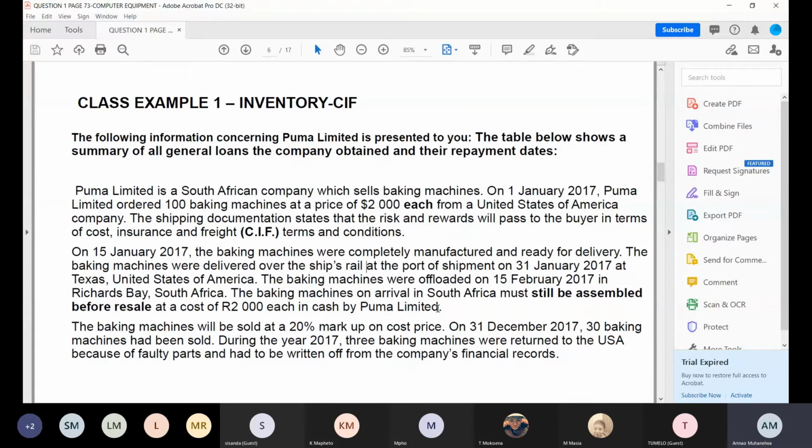Think about the journals. I've just indicated to you that the first journal that we're going to process will be on 31st January 2017. And on the 15th of February, we have assembled this machinery at 2,000 each. And remember that it was 100 of them. Then these costs will be capitalized to our machinery, which is our inventory, on this date. So this is going to be our second journal. You will see when we go to the calculations.